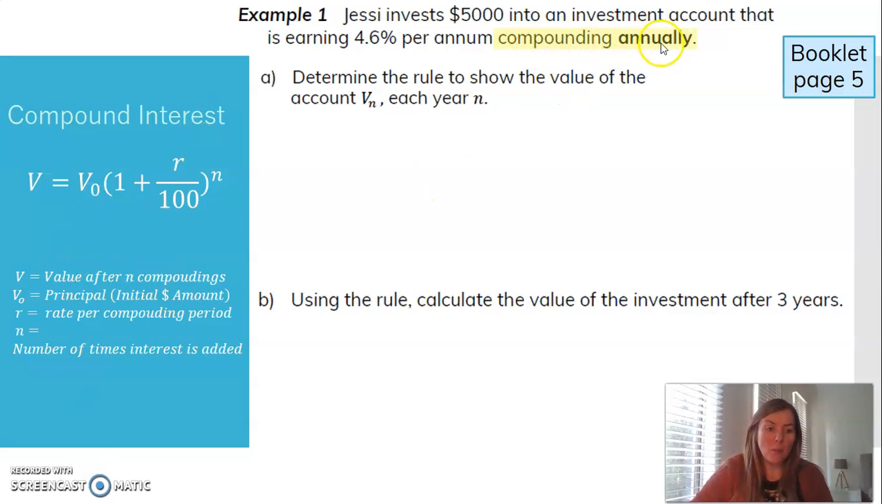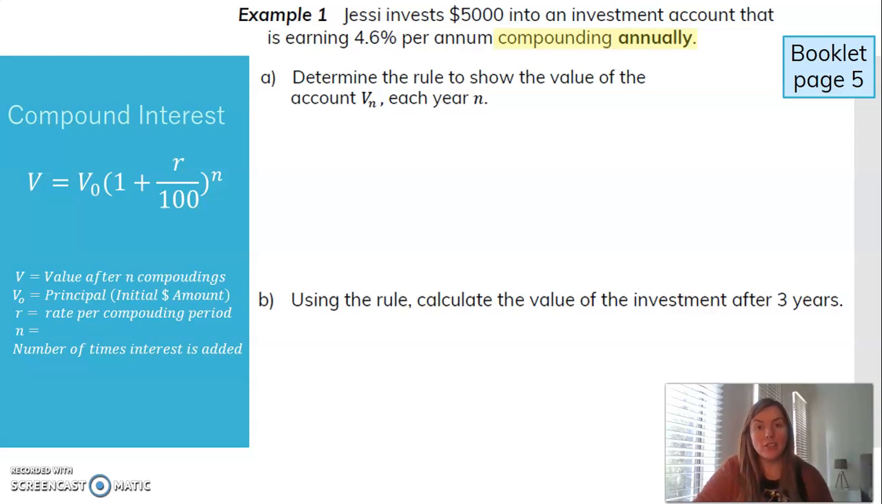Now, I've highlighted this compounding annually thing, and that's because in compound interest questions, it is really, really important that you identify at the start the compounding period. Compounding per something means how often interest is being added. So this one is saying compounding annually. That means your interest is being added annually. This means that your N, your time periods, will be in terms of years. And it also means that your interest rate will need to match that as well.